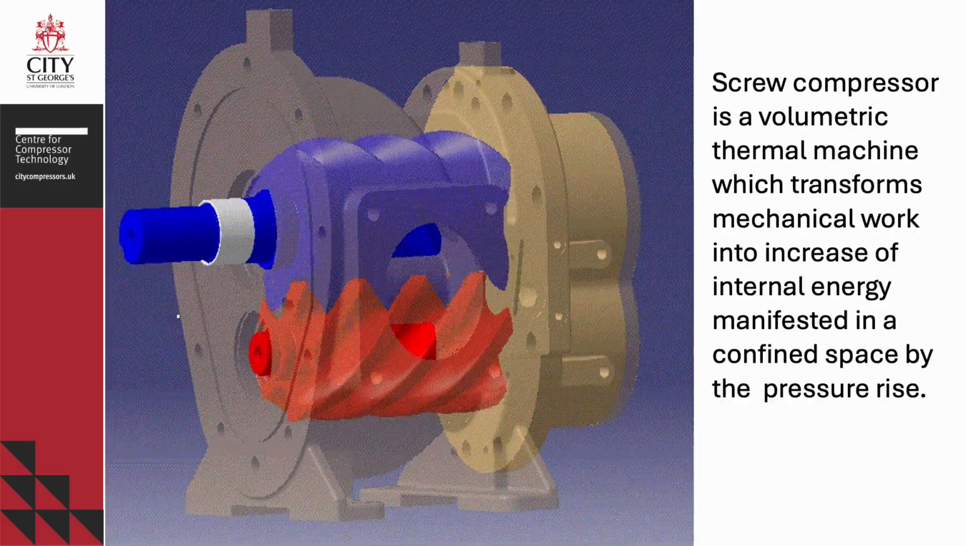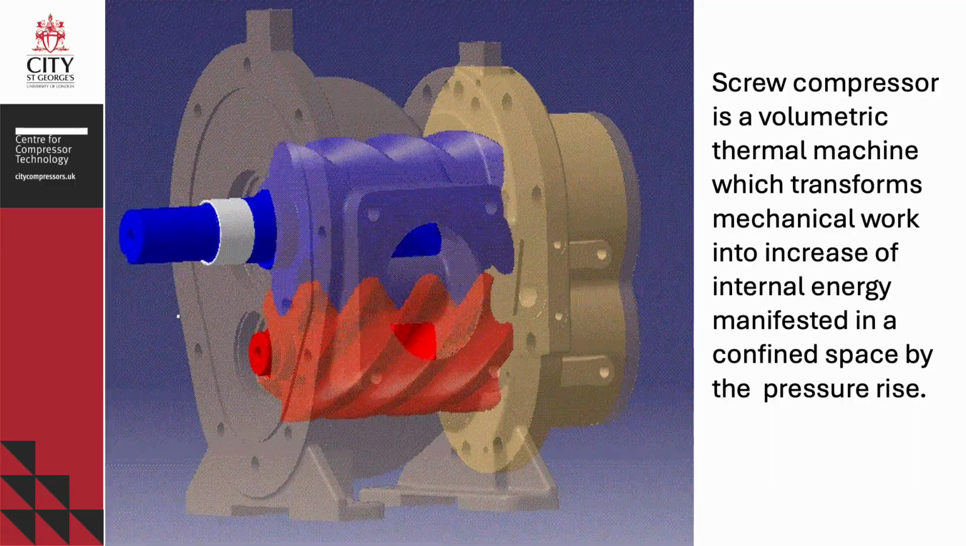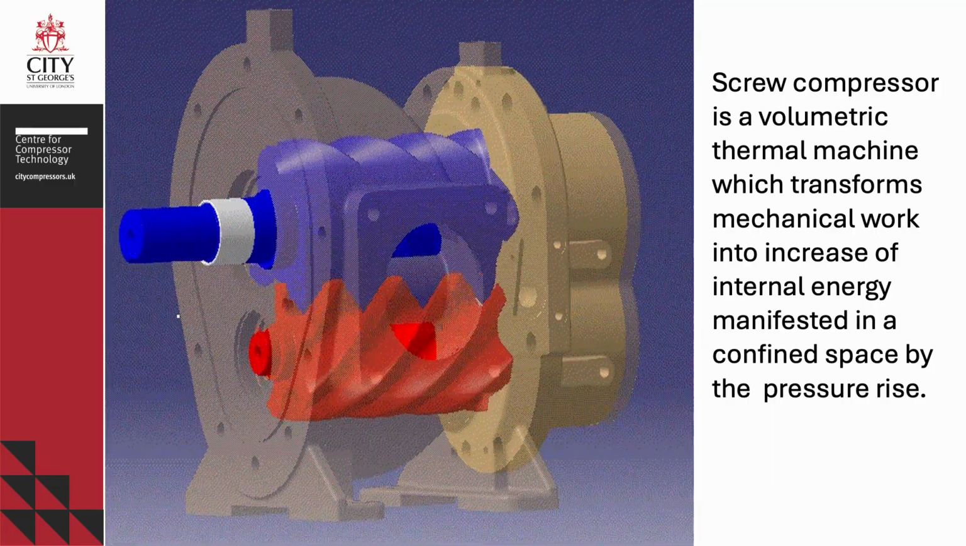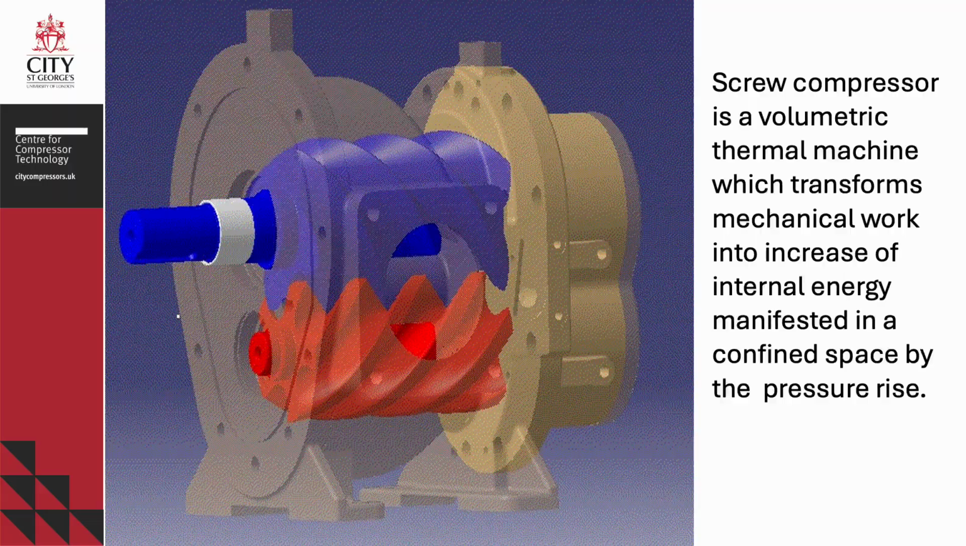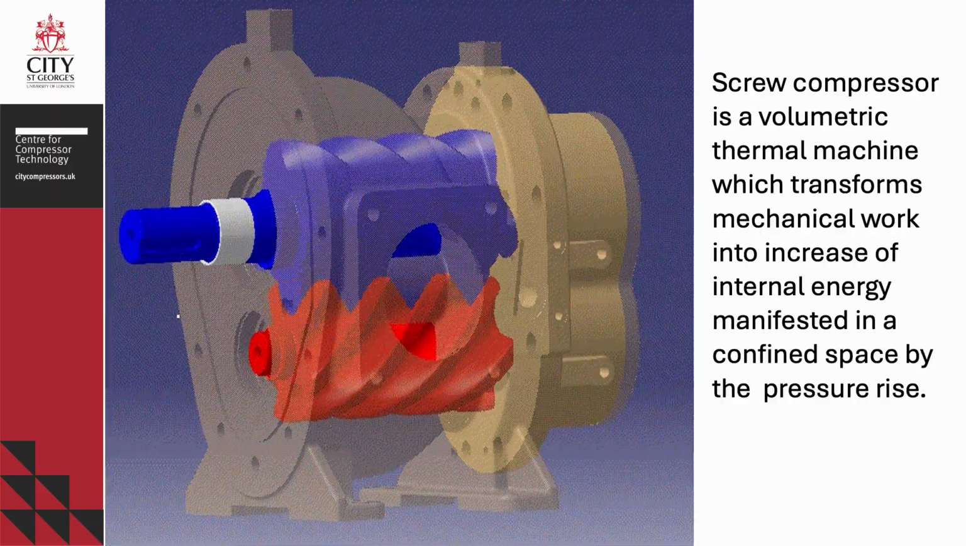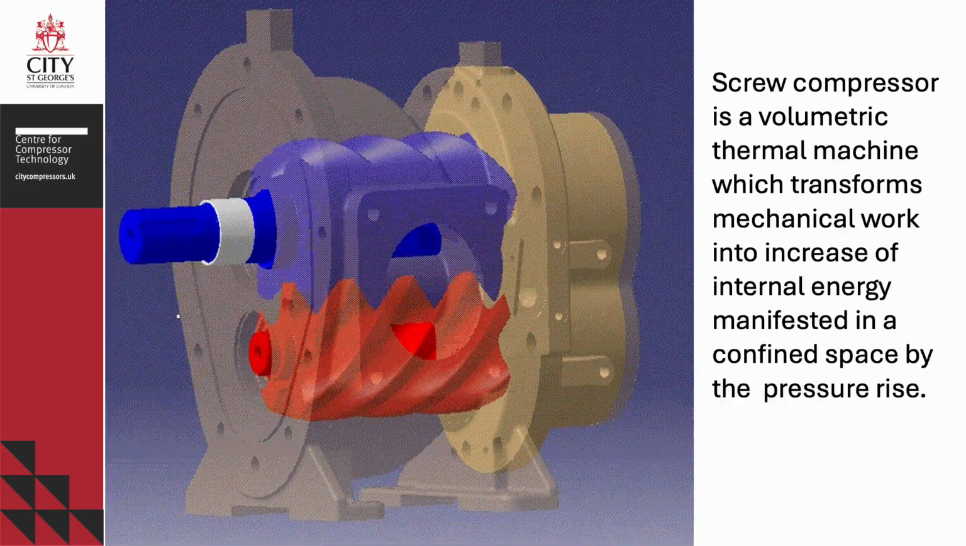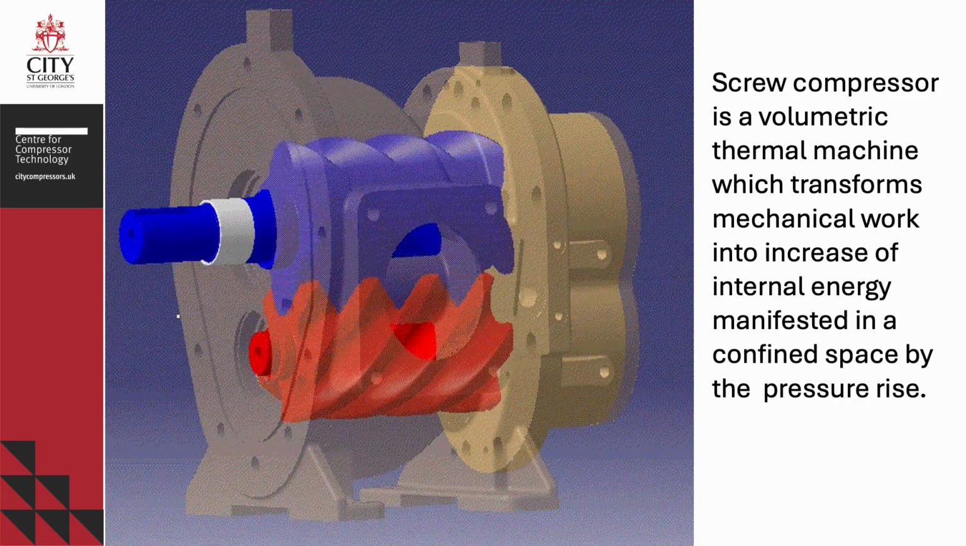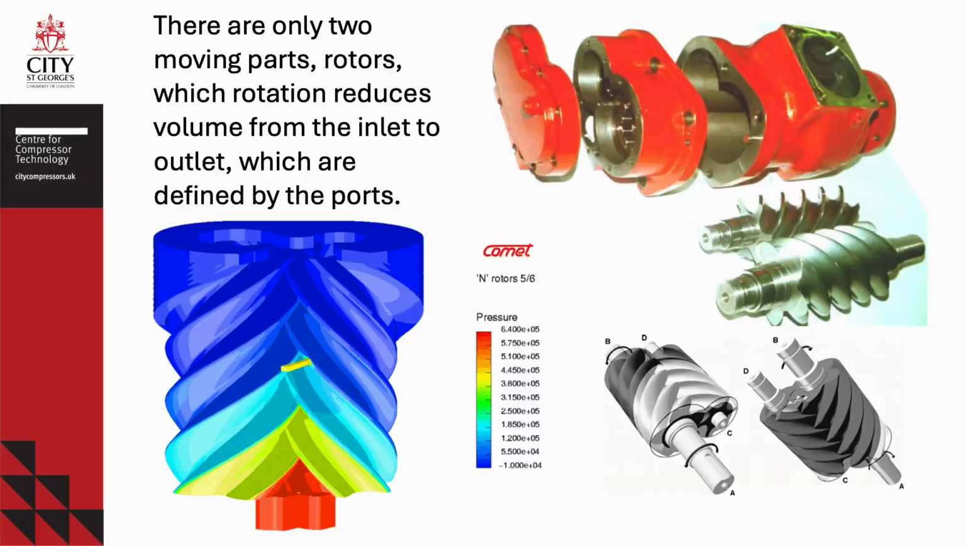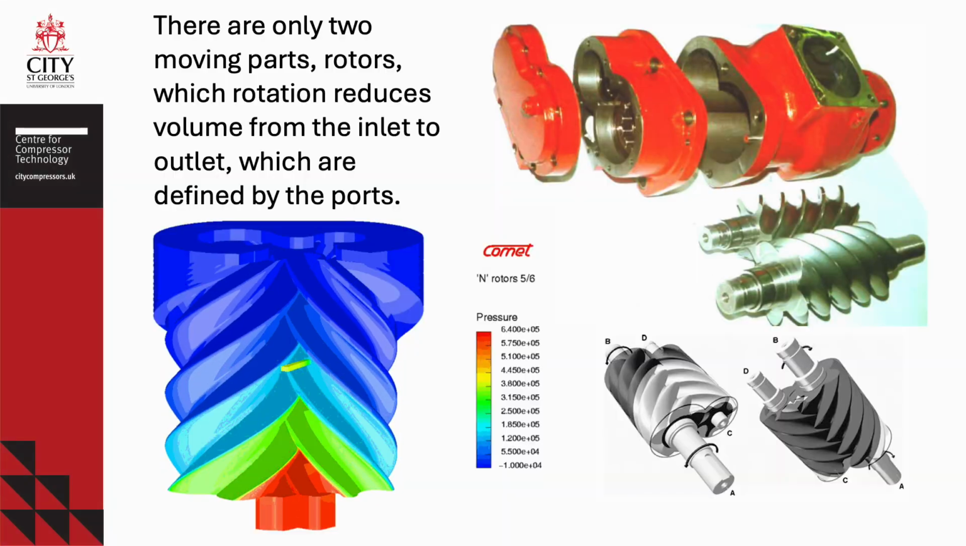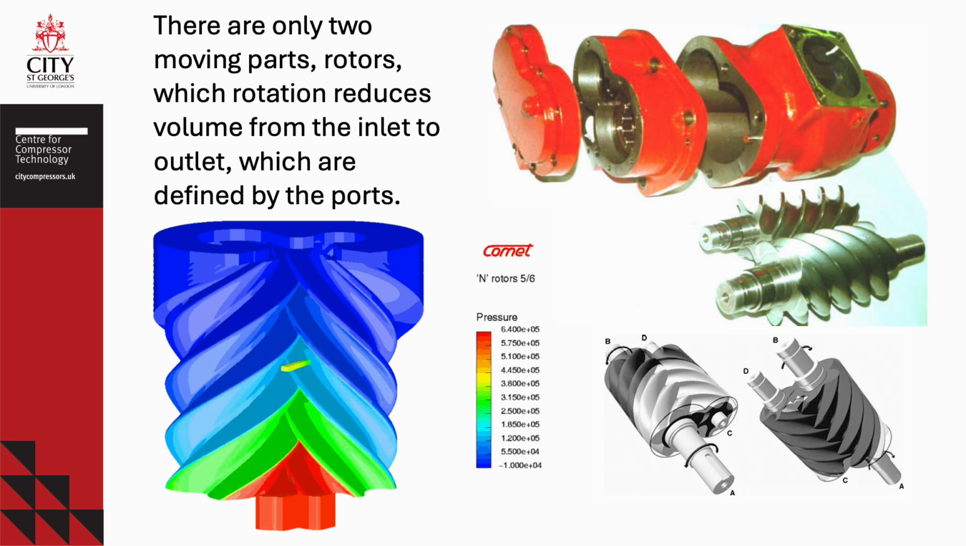The internal energy is represented by a temperature increase in this process, which in the confined space is manifested by the pressure rise. This is the main duty of any compressor, which is to increase pressure. A screw compressor contains only two moving parts, which are presented in this slide.